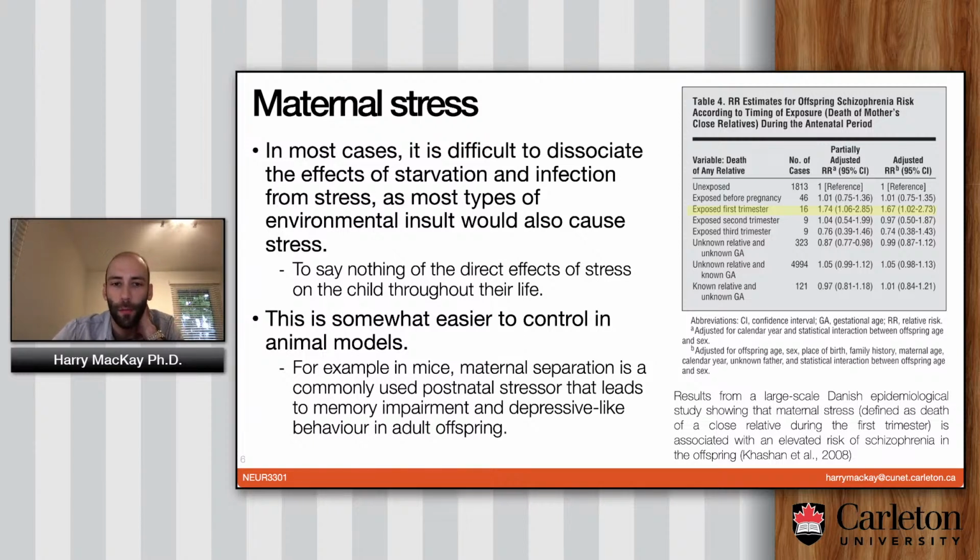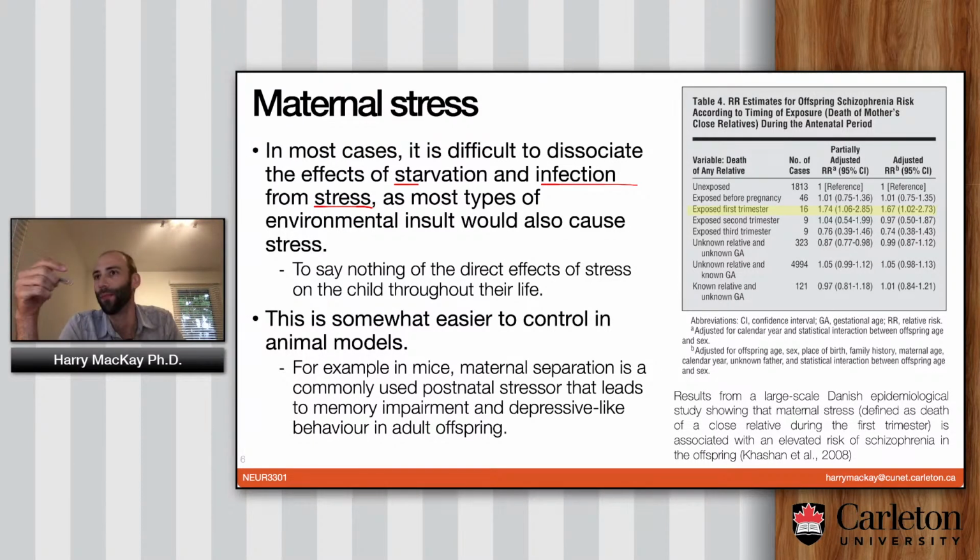Now, coming from our position as neuroscientists and our status in the neuroscience department, it's hard to avoid the fact that for most cases, while you might say you're studying starvation and infection and these kinds of things, at the same time, inevitably, stress is going to be happening as well. You can't imagine a scenario where a mother is starving but not stressed. Or at least it's very tough to imagine what her mindset would be if that were the case. So most of the environmental insults that we look at, whether it's infection or famine or anything else, also happen to cause stress. And stress is always mixed and mingled in with these stories.